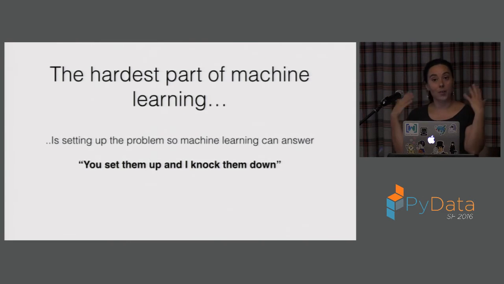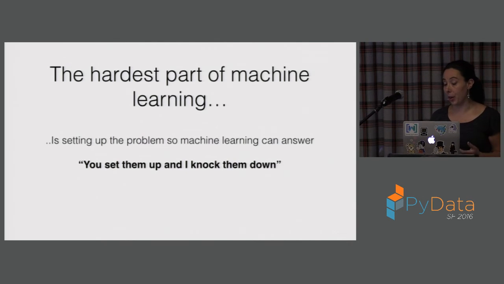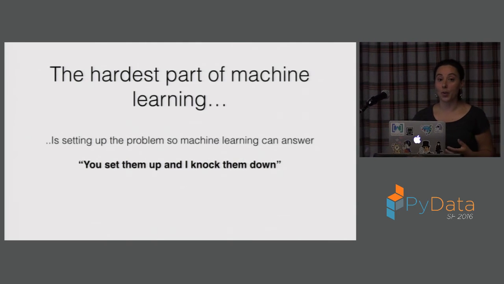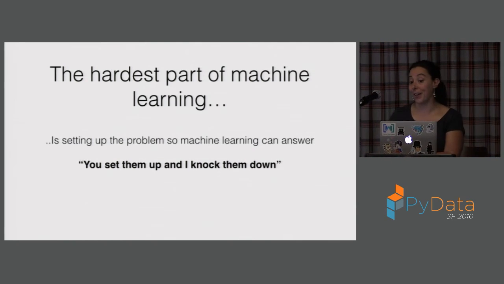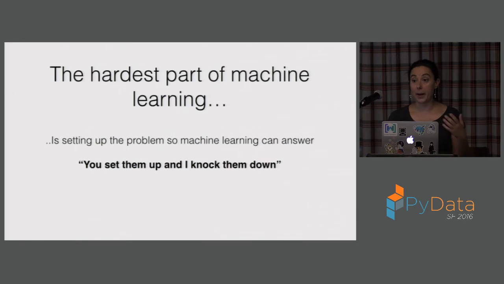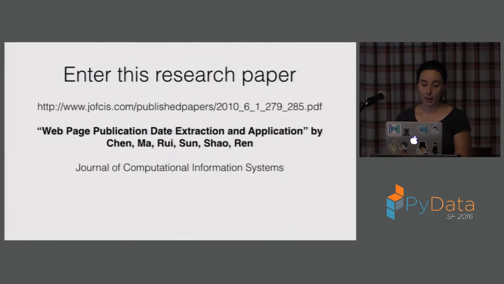So, okay, now we've thought a little bit about the problem in general terms. Let's bring it back to machine learning. The hardest part for me, what I found, of machine learning is setting up the problem in a way that machine learning can answer. It's like they say about jokes, right? You set them up and I knock them down. You have to set up the problem in a way that machine learning can answer.